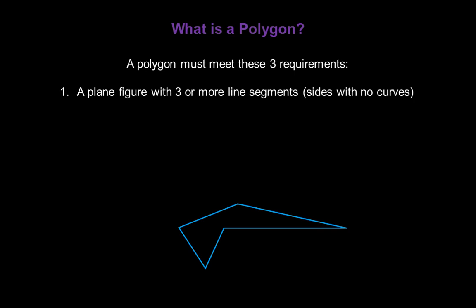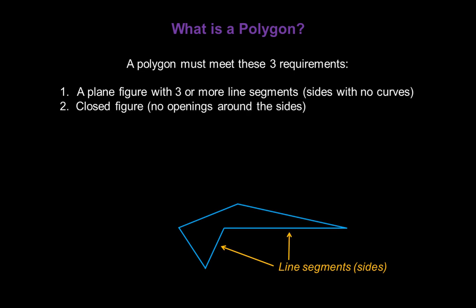First of all, it has to be a plane figure. That means it's two-dimensional, and it has to have three or more line segments. Those are sides with no curves. Secondly, it has to be a closed figure. There have to be no openings around the sides, and all the sides meet at one point.